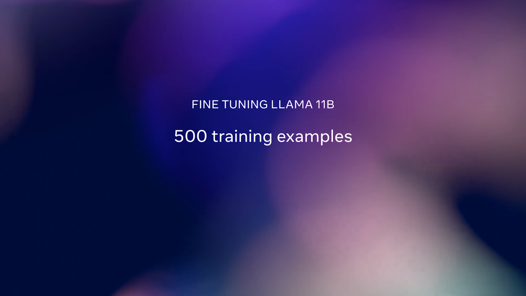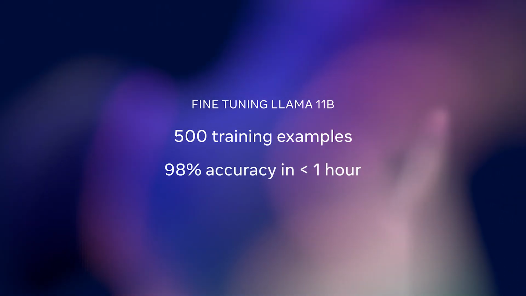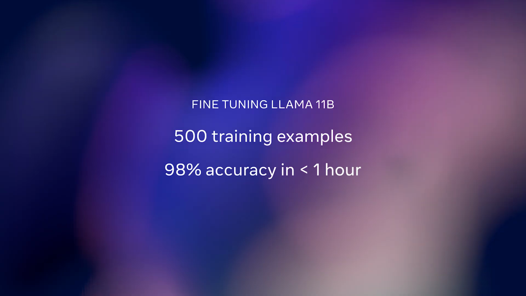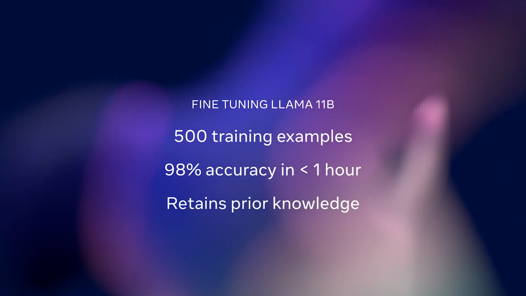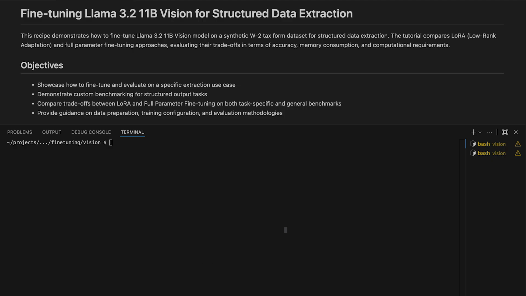JSON format. By fine-tuning Llama 11B Vision Instruct, in a mere 500 examples, we see performance improve to approximately 98% on our custom benchmark for image-to-JSON extraction. We also verified with standard benchmarks that the model doesn't lose any of its previous knowledge, effectively incorporating a new capability to its toolbelt. Let's jump right in.